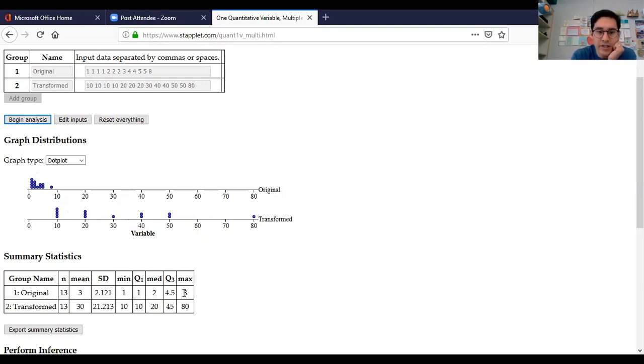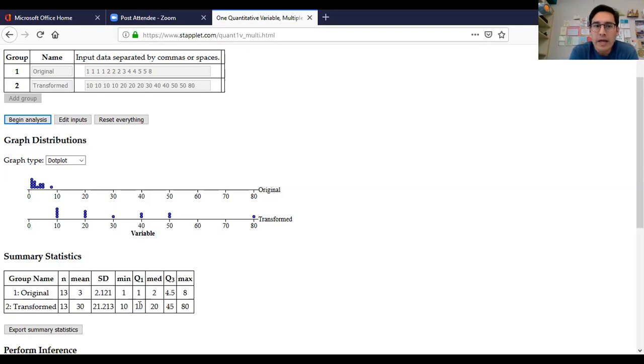The original range is 8 minus 1, so 7. The new range is 80 minus 10, so 70. 70 is 10 times bigger than 7. We can say the same thing for the IQR. 4.5 minus 1 is 3.5, but 45 minus 10 is 35. 35 is 10 times bigger than 3.5.